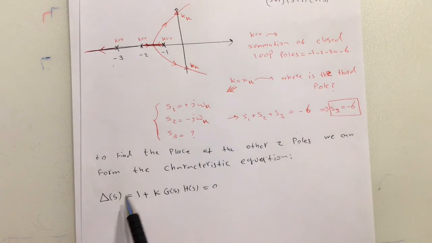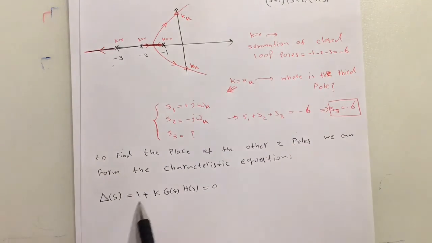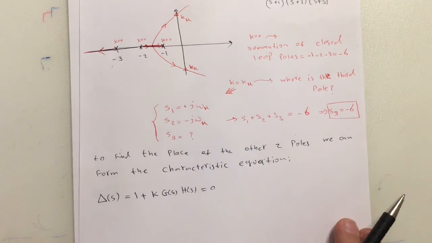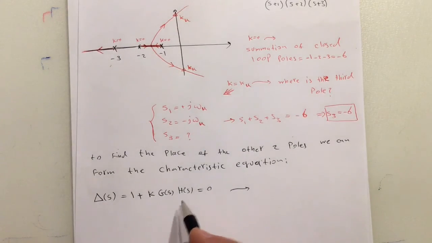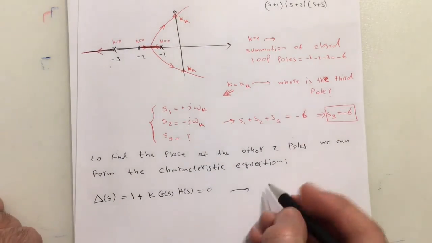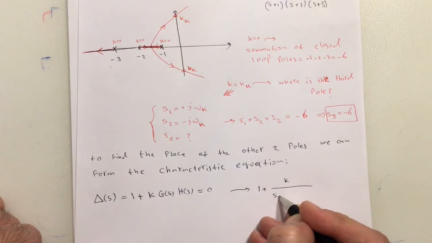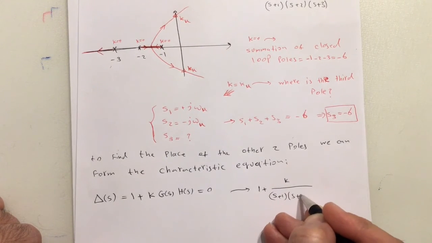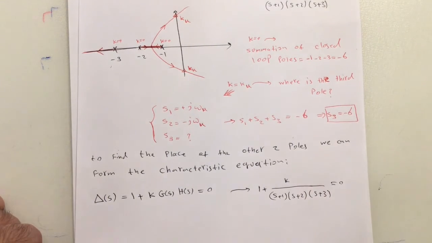We talked about that before: to find that, we can set the denominator of the closed loop transfer function equal to 0. When we have the loop gain, we can simply write this. So it is always like that. Therefore, if you do that, we have 1 plus k over (s plus 1) multiply (s plus 2) multiply (s plus 3) is equal to 0.